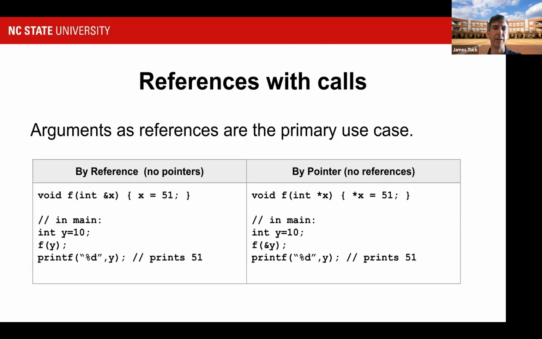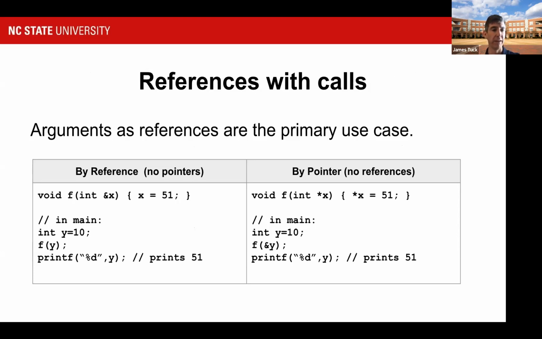Okay, now one of the primary use cases for references is with function calls. Because now what this means is I can use a reference in the argument of a function in order to pass a variable in by reference and modify it. So for example, here's my function f using a reference as an argument. And f is going to take a reference to some variable as its argument, and it's going to change that variable to have the value 51.